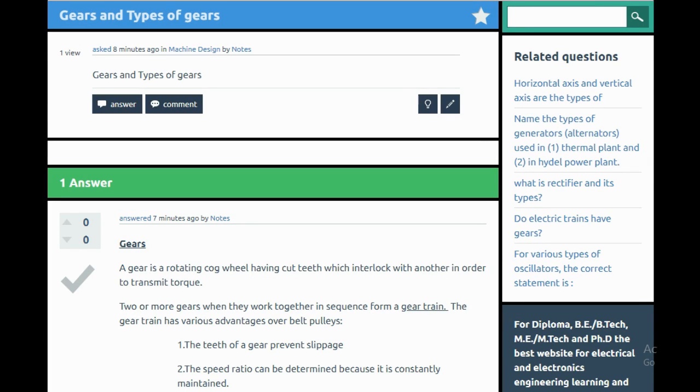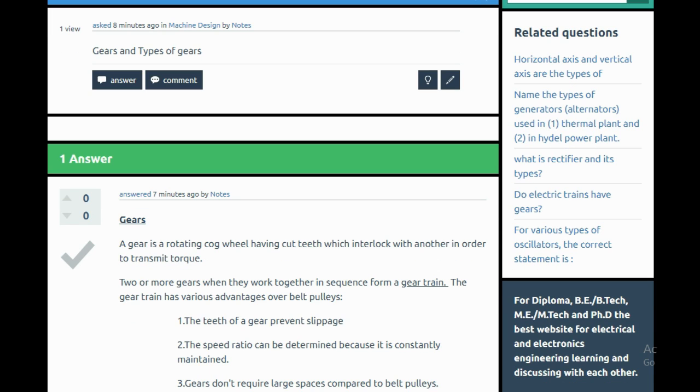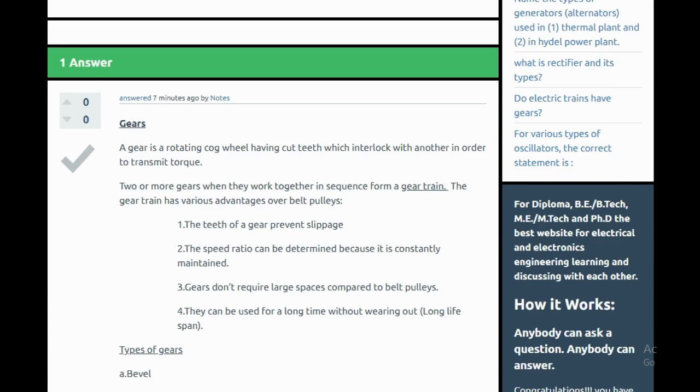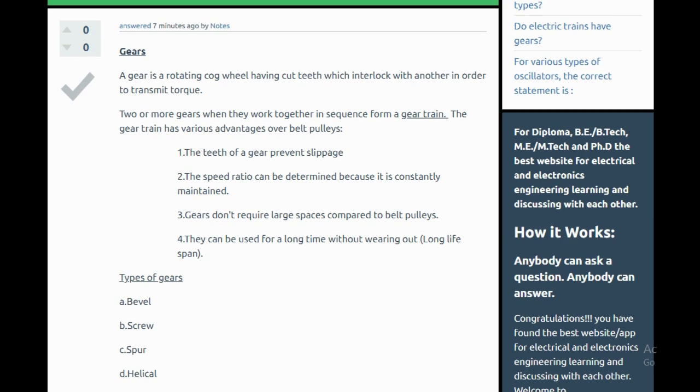Gears. A gear is a rotating cogwheel having cut teeth which interlock with another in order to transmit torque. Two or more gears when they work together in sequence form a gear train. The gear train has various advantages over belt pulleys.